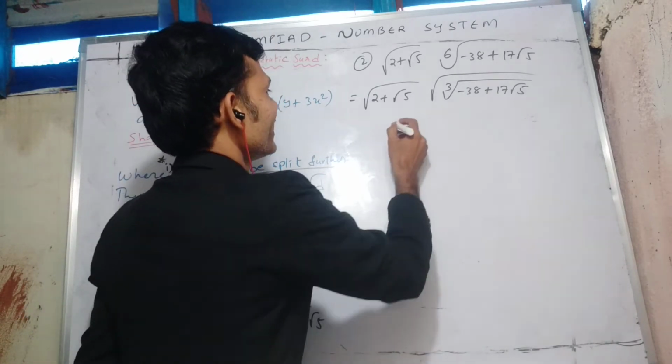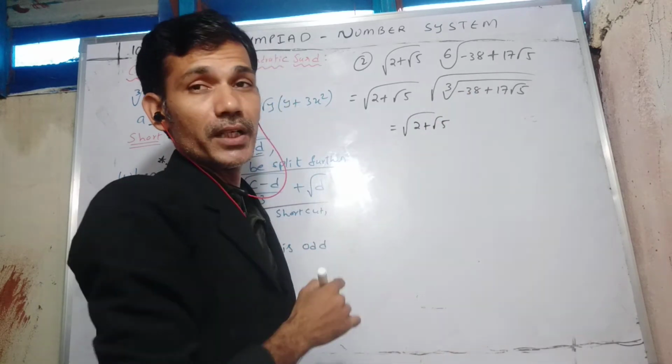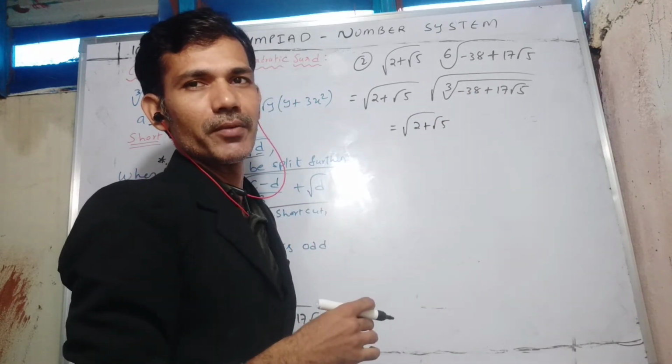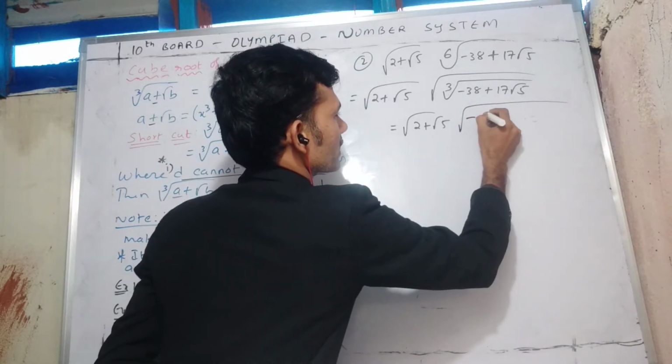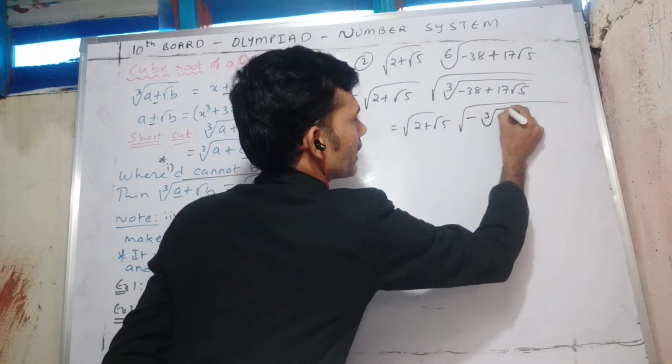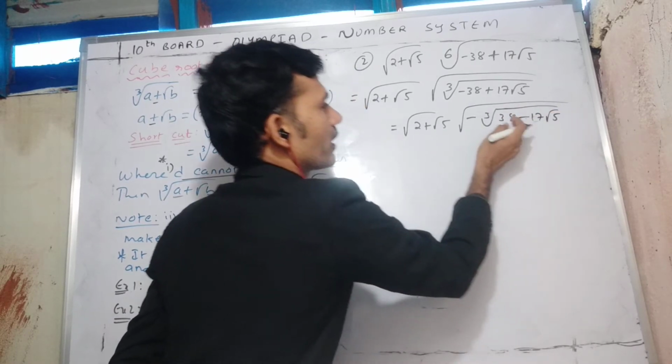Okay. See, next what we have to do, a should be positive. Cube root of minus a we know, we can write as minus cube root of a. So what I will do, that minus sign I will take outside. So that this will become cube root of 38 minus 17 times root 5. I took minus common.